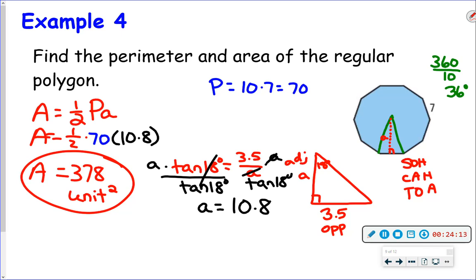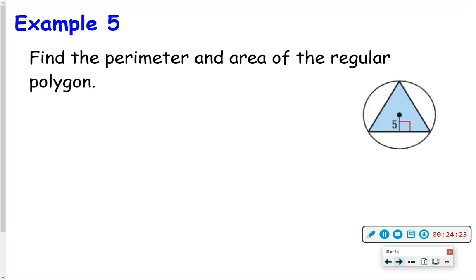So a little bit of work today on the SOHCAHTOA. You're going to have to be using that again. All right, one more. And like I said, we're going to practice these more on Friday. So never fear. Find the perimeter and area of the polygon. Same thing. Half PA. I always like to jot the formula down.